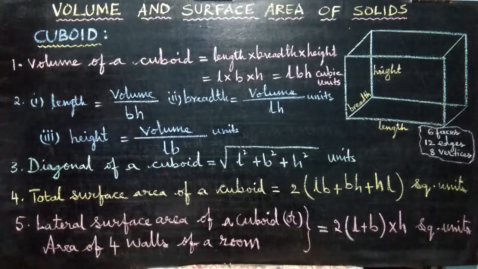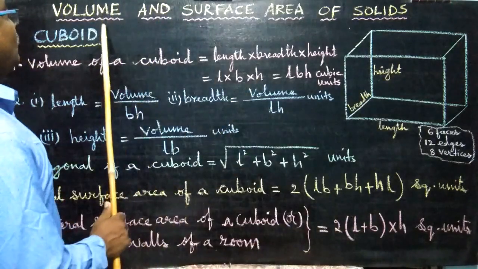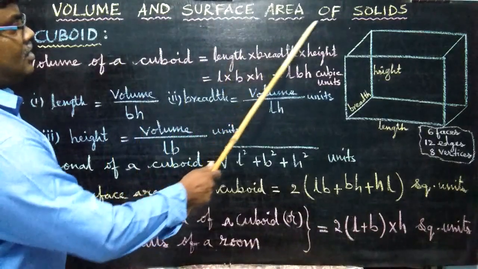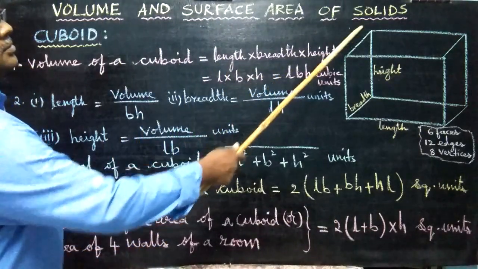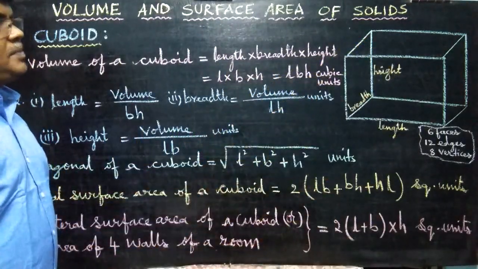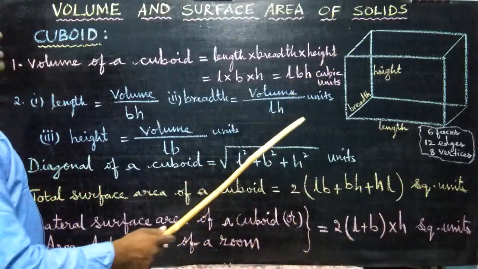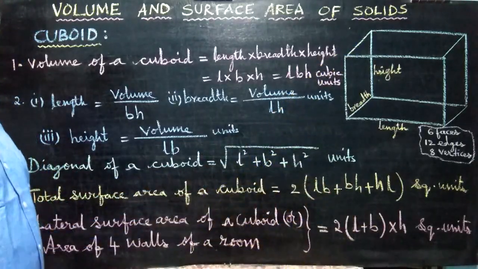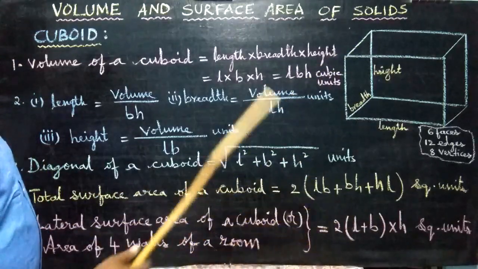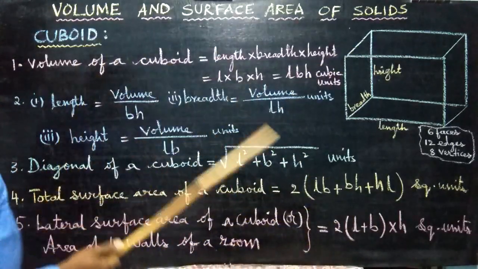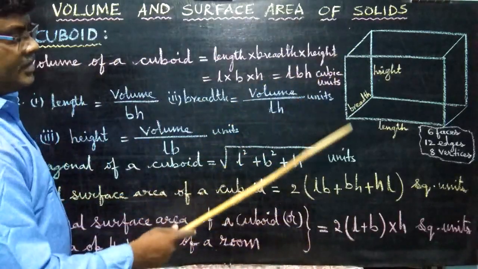Hi students, today we are going to start a new chapter, volume and surface area of solids. Solids means which occupy space. We have cube, cuboid, etc. Today I am going to teach you about cuboid. What is a cuboid?